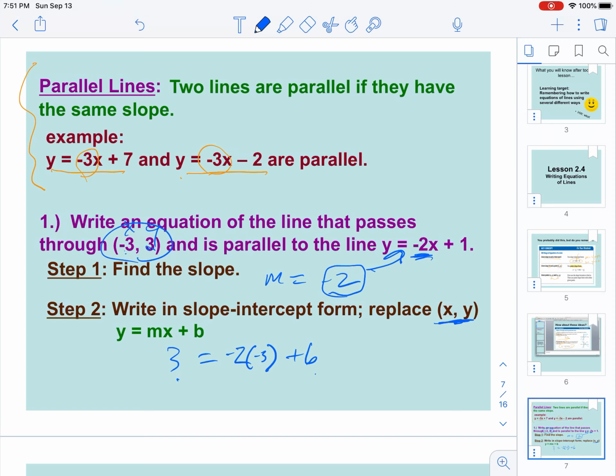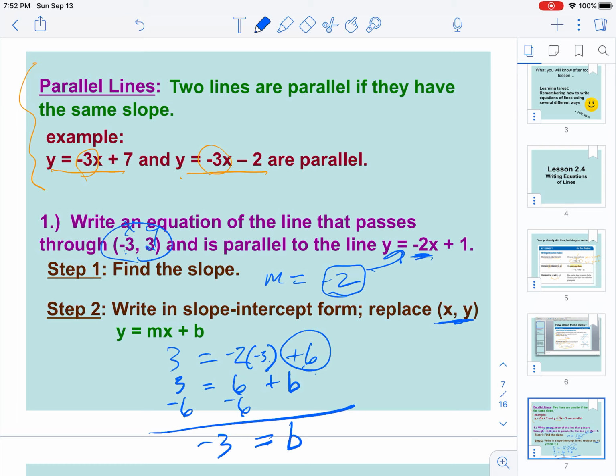So I'm just going to solve it for this value over here, b. It looked like a 6 earlier. I'm sorry if I misidentified that. So 3 equals -2 times -3, which is a +6, plus b. And so I'm going to subtract 6 from here and there. What I end up with is my y-intercept, the constant, is 3 minus 6, or -3.